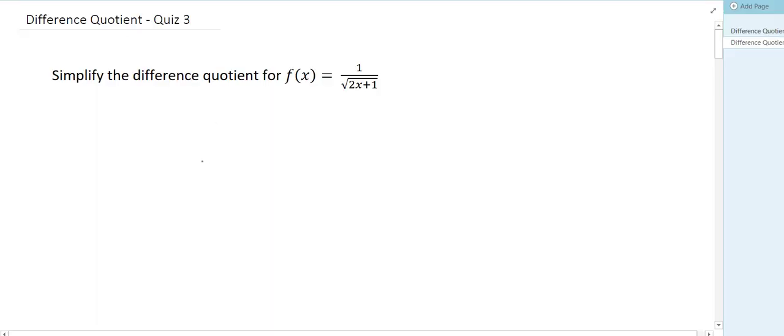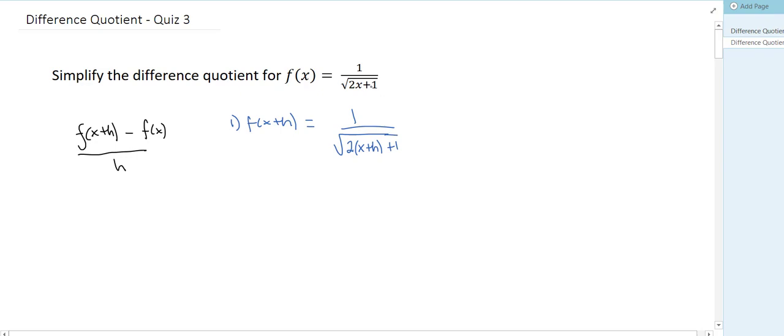All right, so with any difference quotient, the first thing is, well, write out what is the difference quotient. So we want to simplify f of x plus h minus f of x all over h. So the first step is always finding out what is f of x plus h. So in this particular function, this is our f of x, so it's 1 over the square root of, everywhere we see an x, we're going to plug in x plus h. So this looks like 2 times quantity x plus h plus 1. So this is not the exact problem that it was on the quiz, but it's very similar. So that's my f of x plus h.